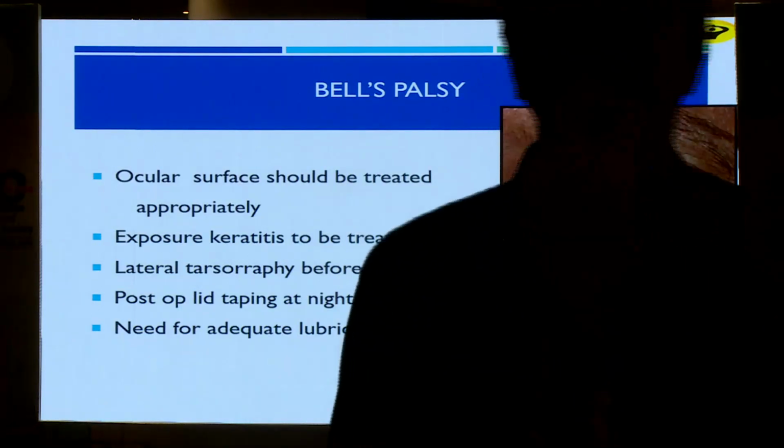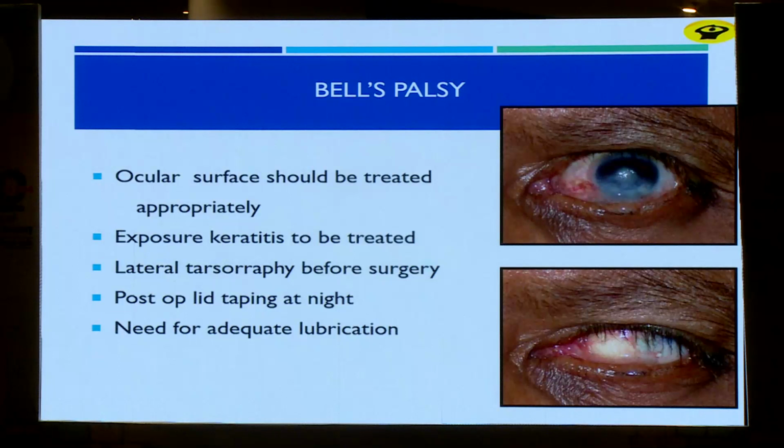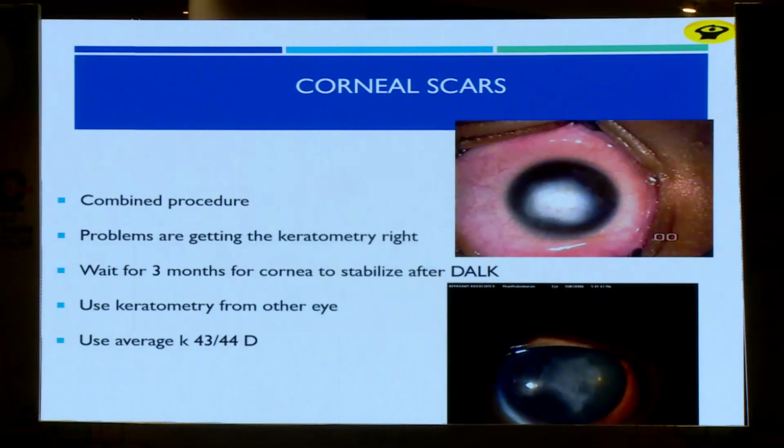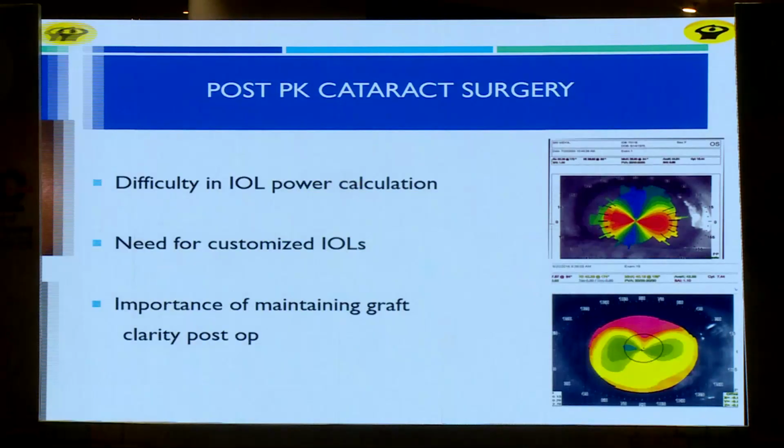For Bell's palsy, make sure that the ocular surface is treated first. There can be some tarsorrhaphy which can be done as well, and taping of the lid can be done at night also. Corneal scars depend upon the depth, whether it is leukomatous, macular or full thickness, and whether you want to do a combined procedure or the corneal procedure first. I have a few surgeries where I have done the phaco first, and then there are some where you can do the cornea first.